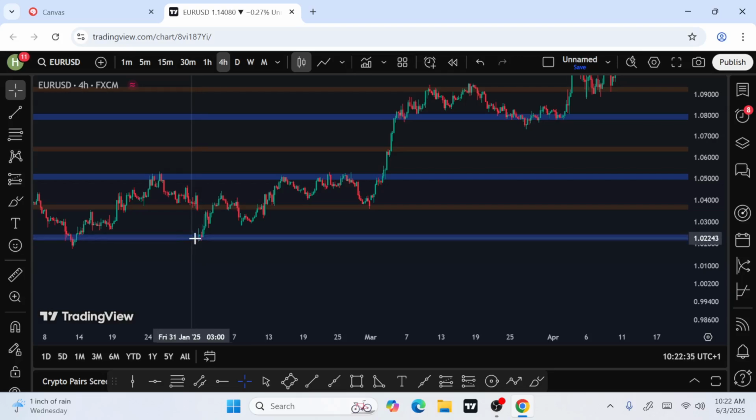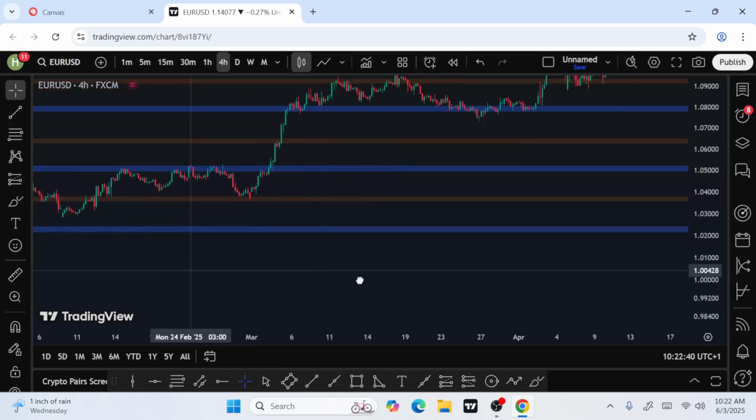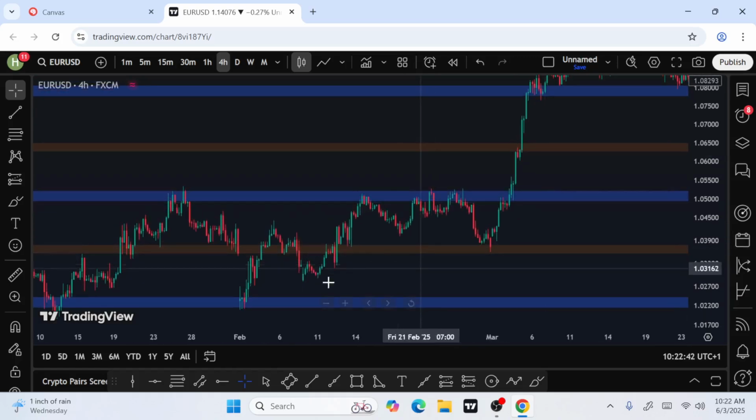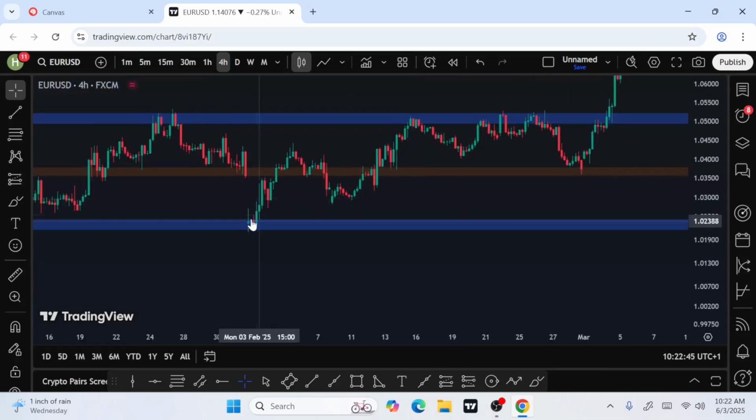When it came down to this zone, what candlestick pattern do you have? A bullish engulfing bar. Can we see the red candle and the green candle? That is a bullish engulfing bar on the 4-hour time frame on the major zone. What does that tell you? It tells you that people all over the world are staking to buy at this zone.